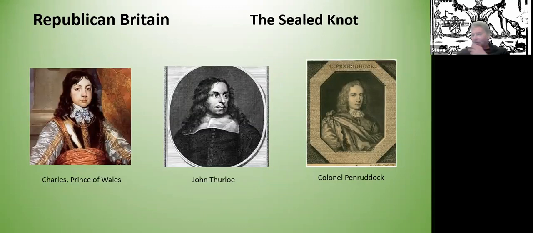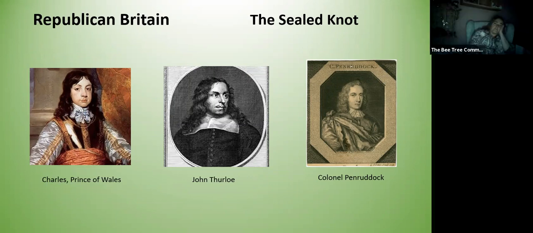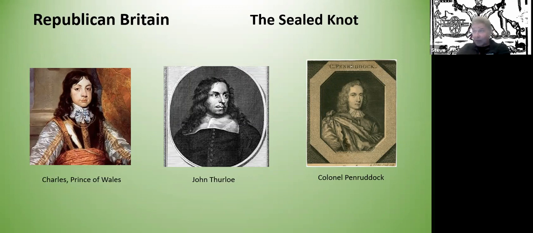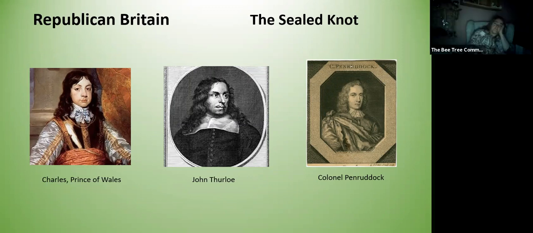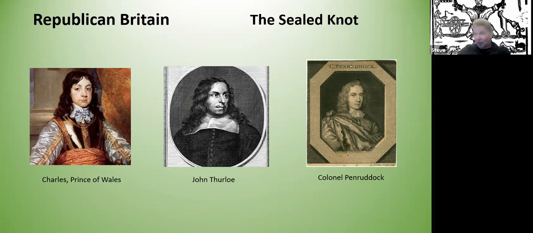The Sealed Knot. I think everyone's heard of the Sealed Knot, the group of reenactors who go around the country reenacting battles of the Civil War. The name actually comes from a group formed by Charles, Prince of Wales, or future Charles II. He commissioned them to coordinate underground royalist activity in England, and it began operations in 1654.